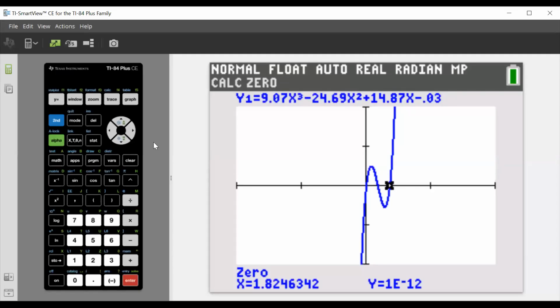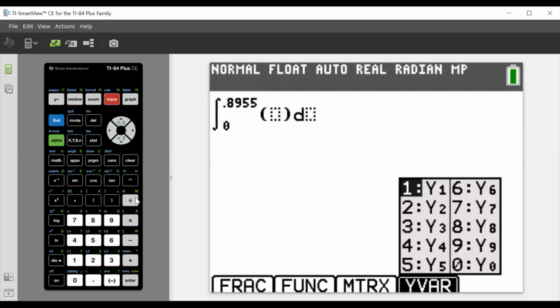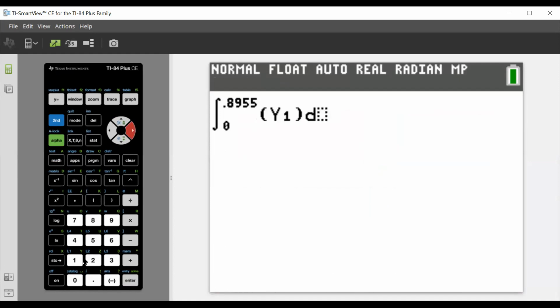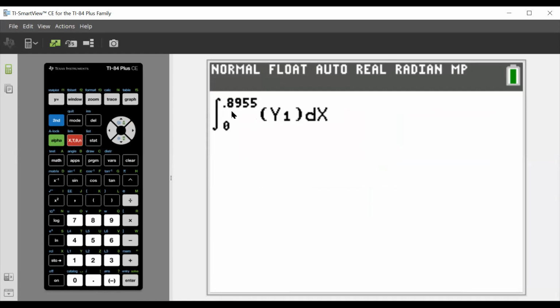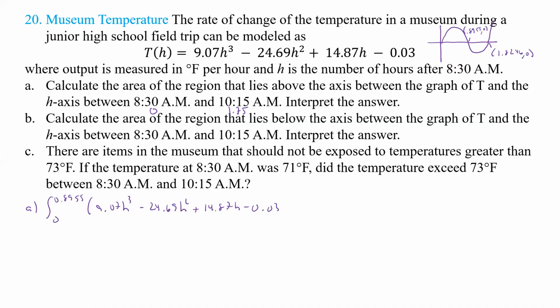All right. So now what we have to do is do our calculation, math, 9. So we're going from 0 to 0.8955, and we did it in y1. And that is x. All right, so that looks good. So that should give us our value. We get 1.483, and that doesn't round up, so we'll use that for that value. And so that's dH equals 1.483 degrees Fahrenheit.